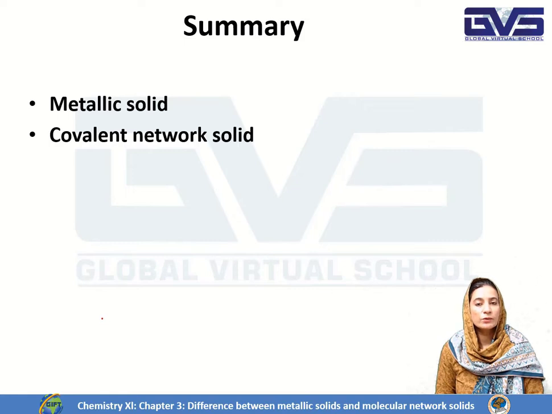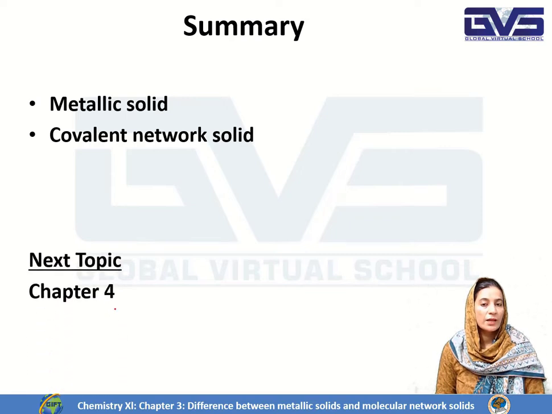So this was all about metallic solids and covalent network solids, their comparison with reference to examples, and next we will start our new chapter, that is chapter 4.